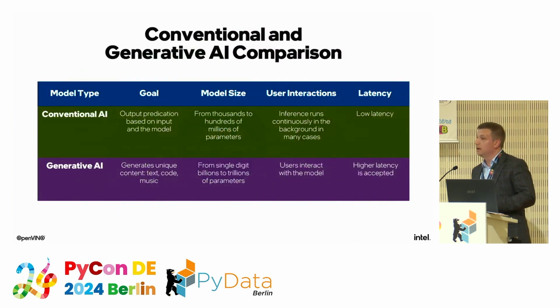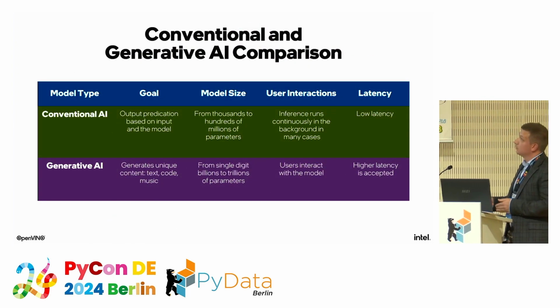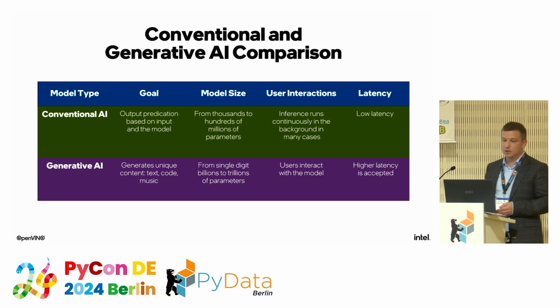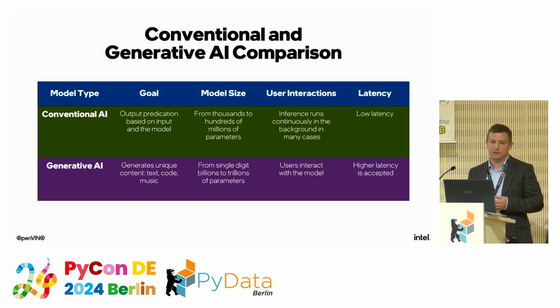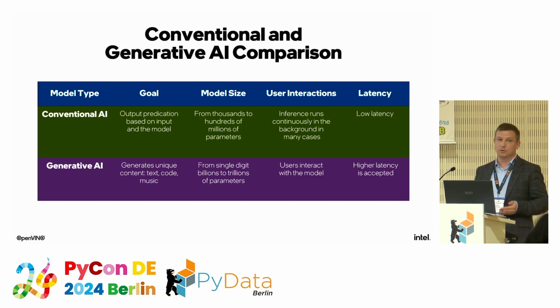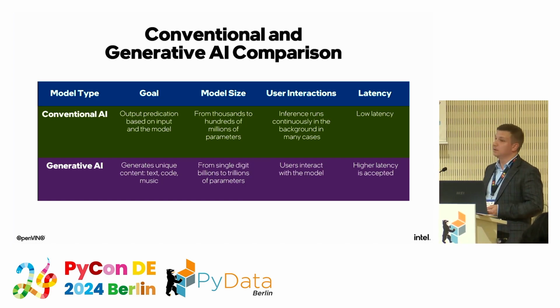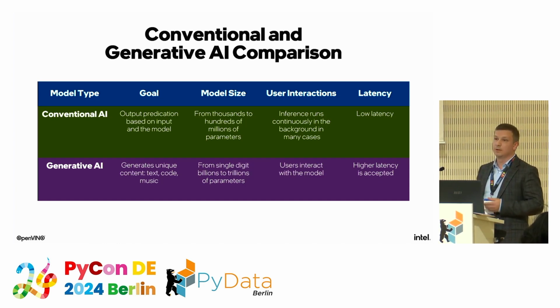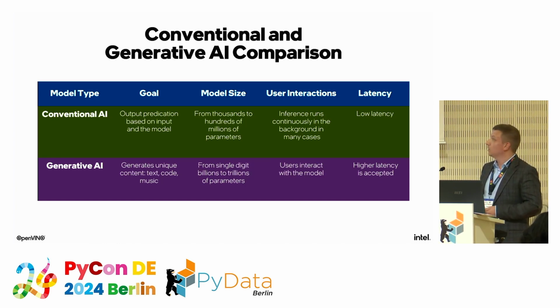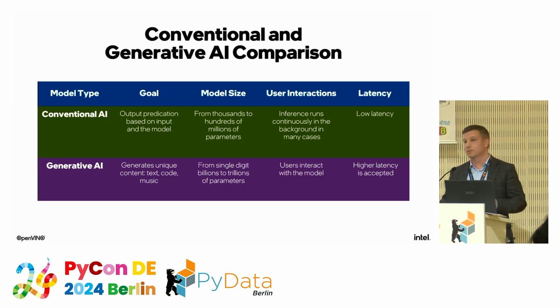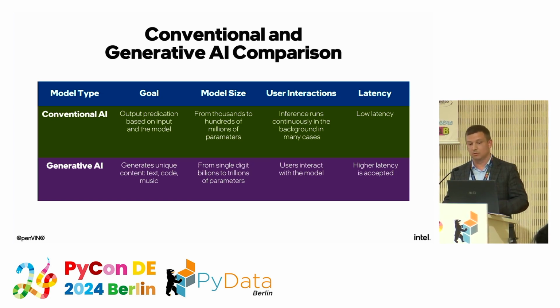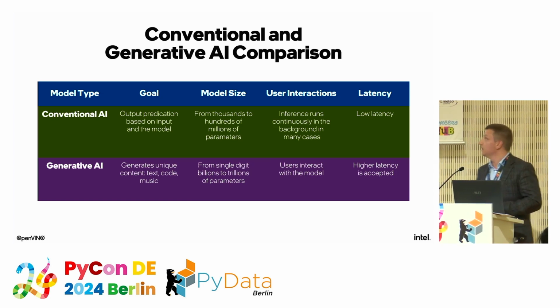But let's take a look at the difference between these two groups. For conventional AI and generative AI, we may have different goals. For conventional AI, we predict the output depending on the input and the model itself. For generative AI, we generate unique content like text, code, music, video, whatever. There are a lot of models on the market that can do really amazing things.